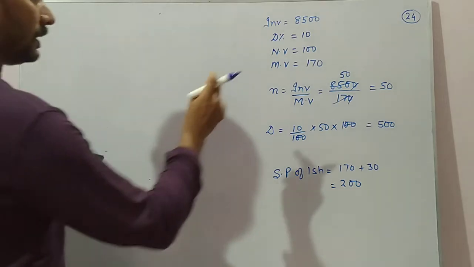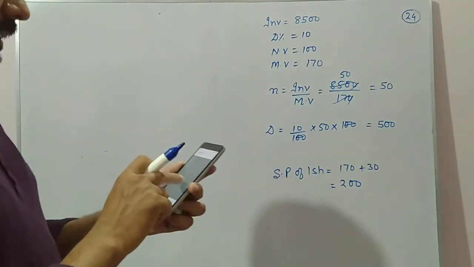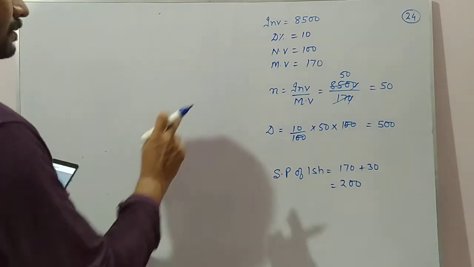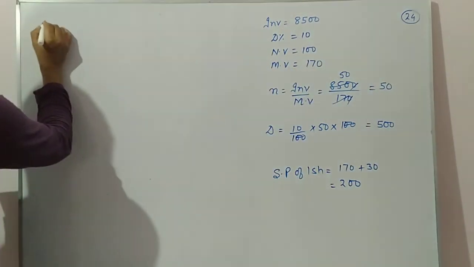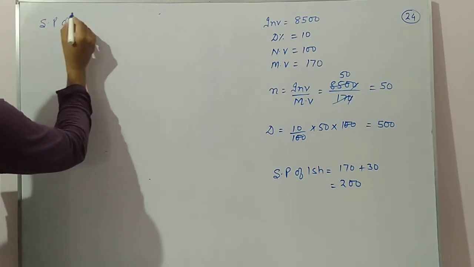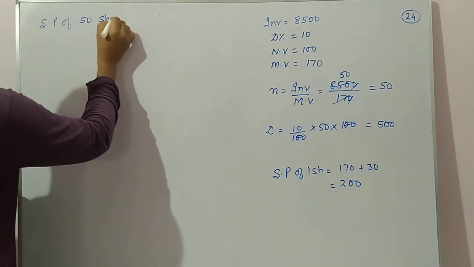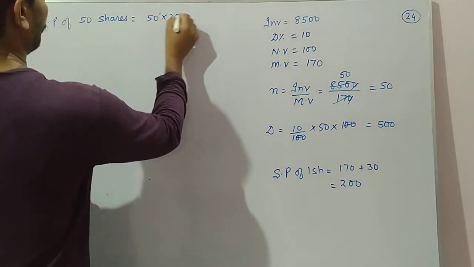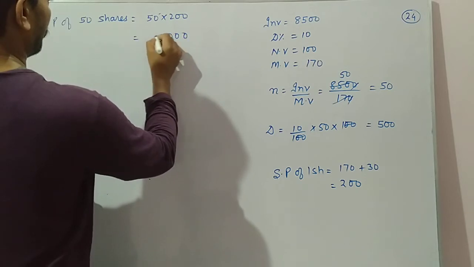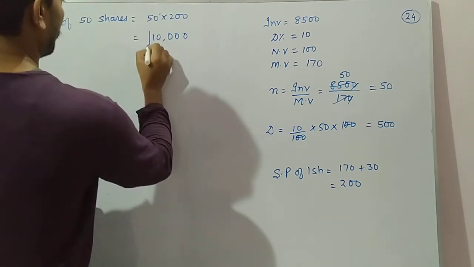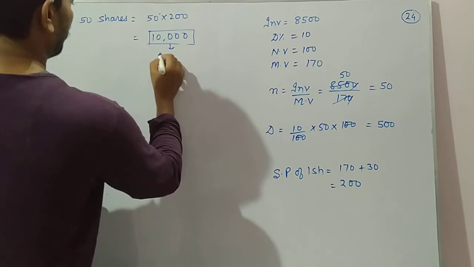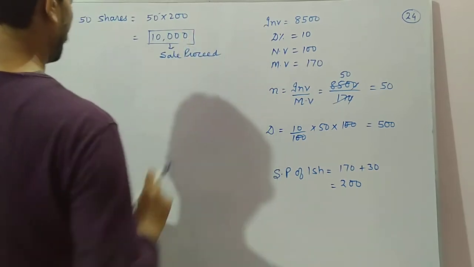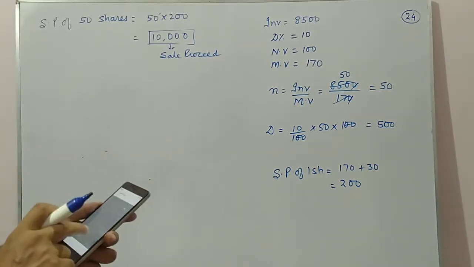Now how many shares is he having? 50 shares. It is given that he sells the shares. So the selling price of 50 shares will be 50 into 200, that is 10,000. So this 10,000 will be the sale proceeds. Now this is invested.